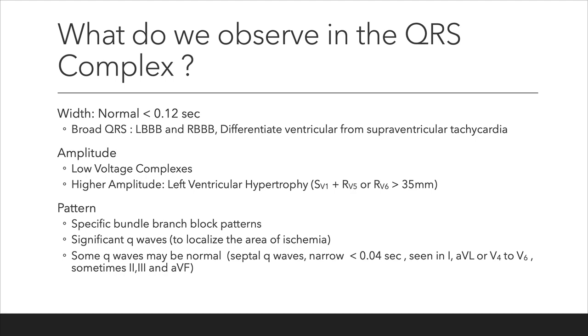Septal Q waves can be normally seen, but remember that they are narrow, less than 0.04 seconds, and that's one small square, and they are seen in leads 1, AVL or V4 to V6. Sometimes in lead 2, 3 and AVF also they may be seen, but they are narrow and they are usually very small in amplitude.